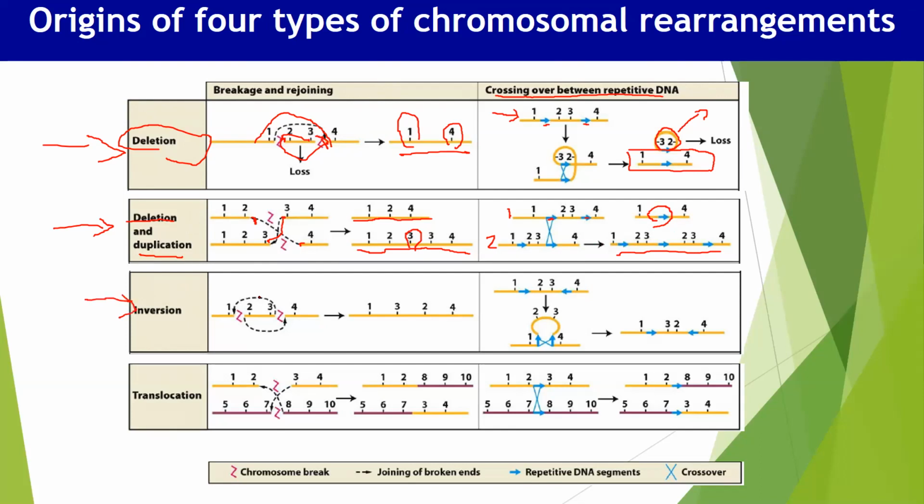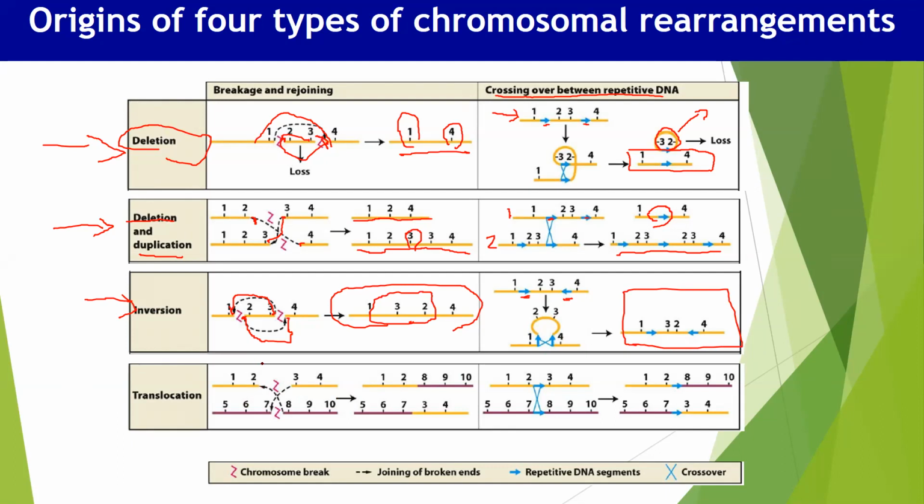And for the inversion, it's easy. If there's a breakage here, and the rejoining occurs like this, so this end rejoins with this end, and this end rejoins with this end, then the region in the middle carrying gene 2 and 3 has been inversed. This could be due to repetitive DNA as well. If there are two regions of repetitive DNA, but the orientation of these two is different, then they can be paired in this way. And after the crossing over, you're going to see the region in the middle has been reversed, has been inversed, right?